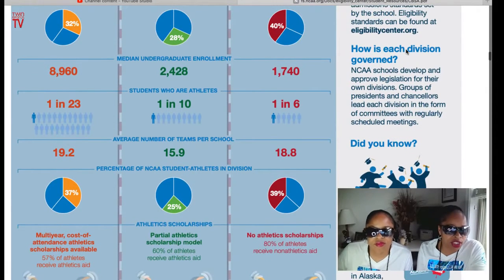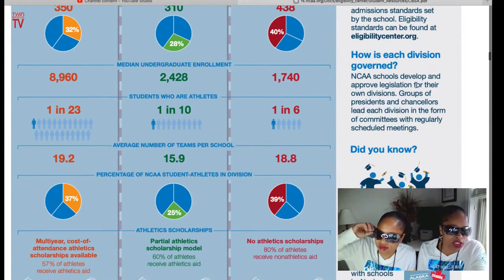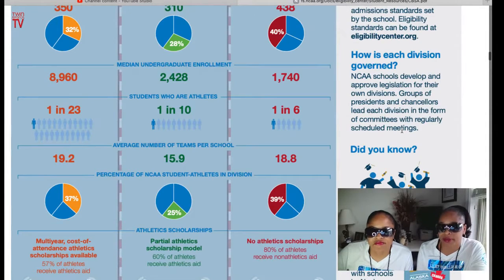It says, how is each division governed? NCAA schools develop and approve legislation for their own divisions. Groups of presidents and chancellors lead each division in the form of committees with regularly scheduled meetings.